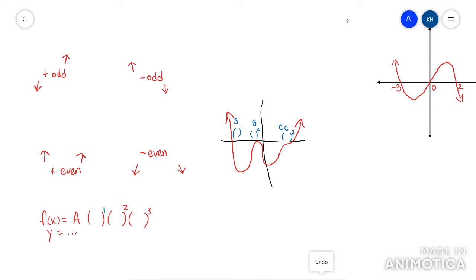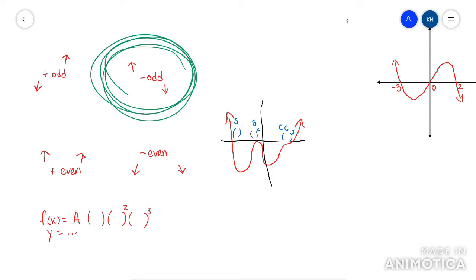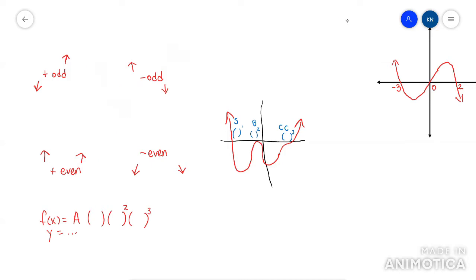And the reason that matters is because it's going to help you check yourself. So like I can look at this over on the far right here. I can look at this graph and instantly know that it's a negative odd function. So when I add up the exponents, it's going to have to be an odd number. And by negative odd, I'm referring to the a value. It would have to be a negative number. So that's just something to think about.